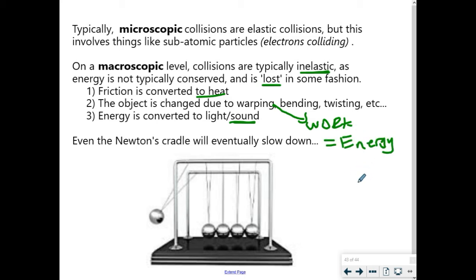So those are usually the examples of what happens in a collision. Even this Newton's cradle will slow down. You guys have seen this Newton's cradle before, right? We've talked about it, right? Is it losing energy? Slowly but surely.